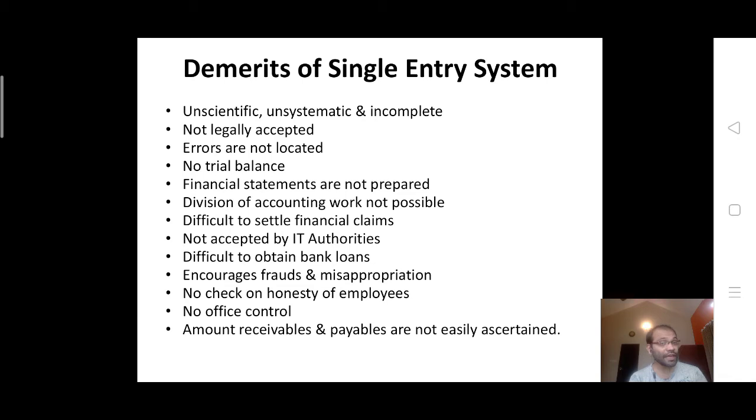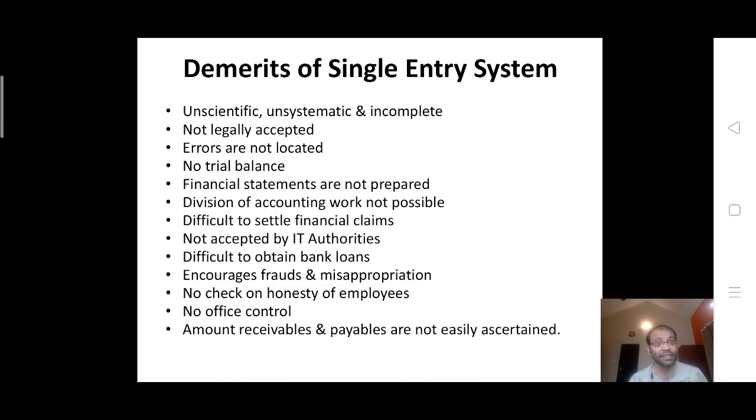Errors are not that easily located. No trial balance can be done here. Financial statements are also not prepared here. Division of accounting work is not possible. Difficulty is also there in settling the financial claims. It's not accepted by the IT authorities, income tax authorities. Why? Because the accounts you get are not proper, they are incomplete. So how can the tax authorities rely on this document?